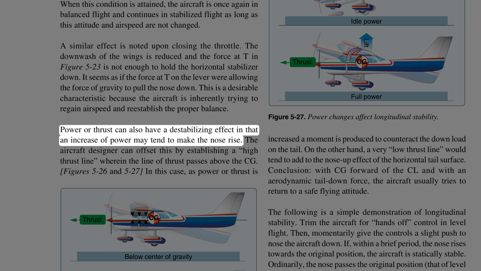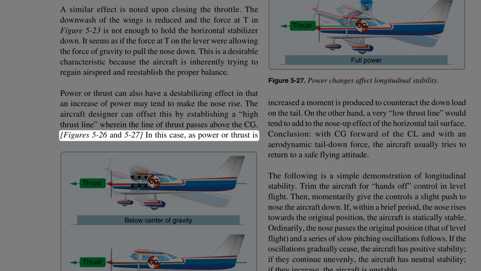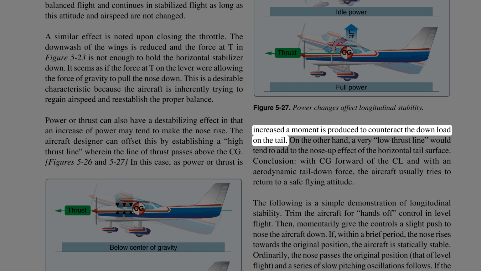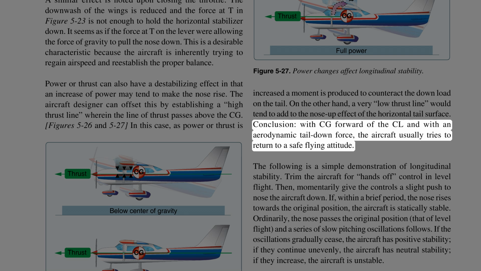Power or thrust can also have a destabilizing effect in that an increase of power may tend to make the nose rise. The aircraft designer can offset this by establishing a high thrust line, wherein the line of thrust passes above the CG. Figures 5-26 and 5-27. In this case, as power or thrust is increased, a moment is produced to counteract the down load on the tail. On the other hand, a very low thrust line would tend to add to the nose-up effect of the horizontal tail surface. Conclusion: with CG forward of the CL and with an aerodynamic tail-down force, the aircraft usually tries to return to a safe flying attitude.